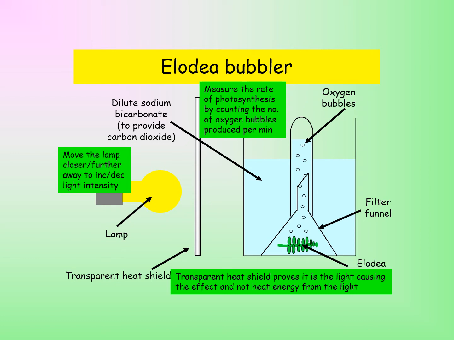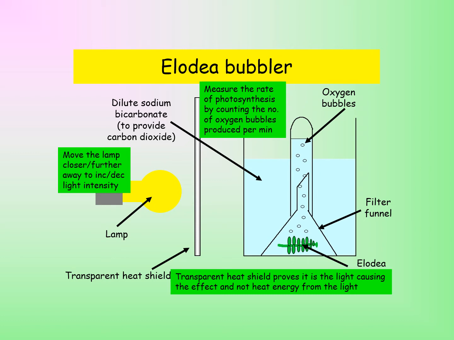Now, the Elodea bubbler is a method used to measure the rate of photosynthesis. Elodea is an underwater plant. And I said in an earlier slide that plants during photosynthesis will release a byproduct or a waste product, oxygen. Now, by doing that underwater, we can actually count the oxygen bubbles and measure the bubbles over time, which allows us to measure the rate of photosynthesis.